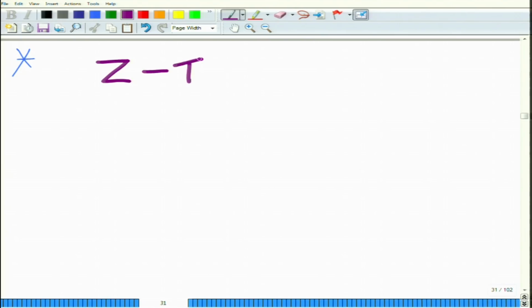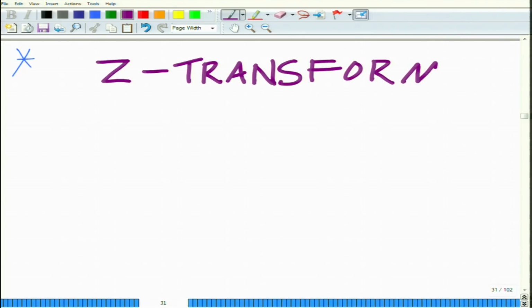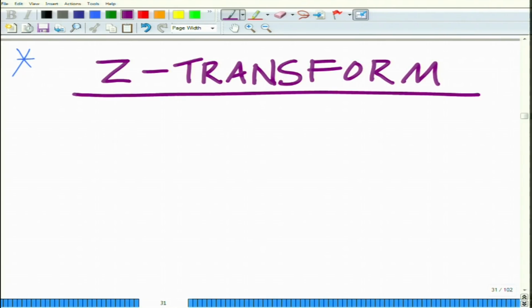In this module, let us start looking at a new topic, that is the Z transform. All right. So we want to start looking at a new concept, that is the Z transform, which is basically to represent and analyze discrete time.